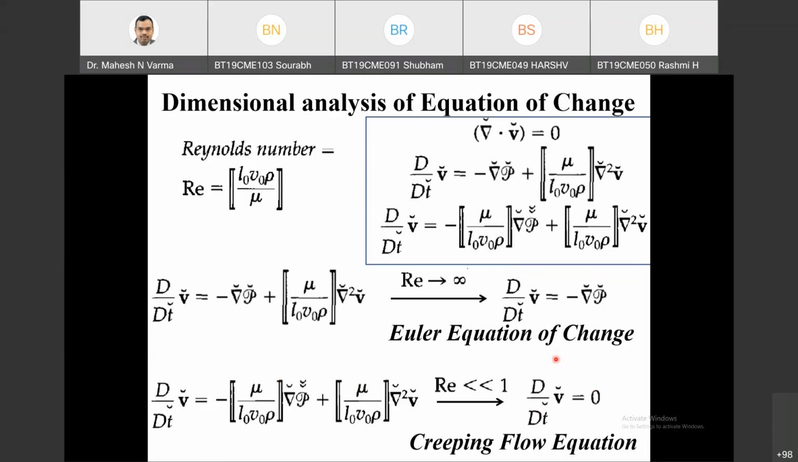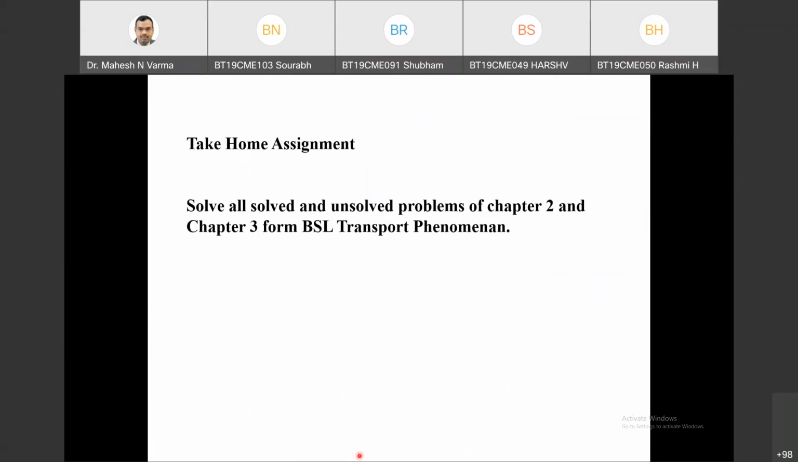Just now we have seen an example where it was rotating at very low velocity, so certainly the Reynolds number will be very small, and this will equal 0. That will give me a creeping flow, or non-accelerating flow. This is what dimensional analysis of the equation of change is.